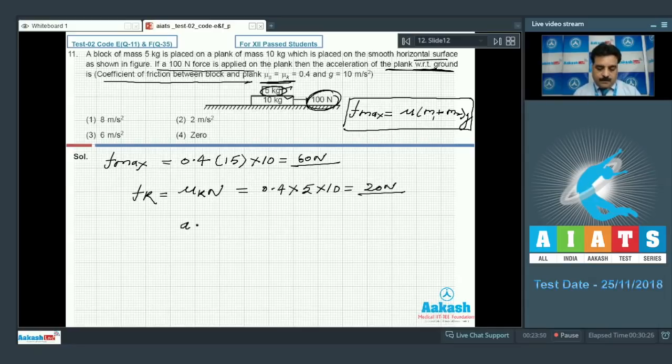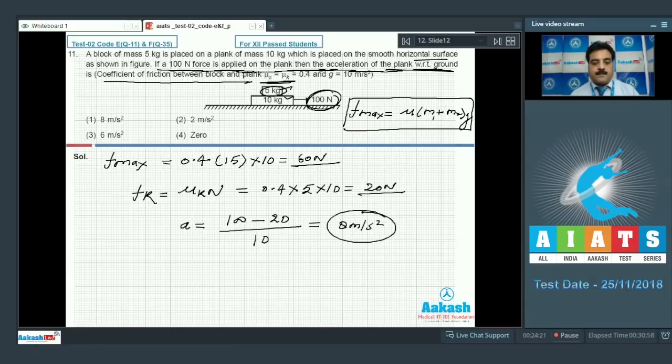So I have 20 Newton frictional force and that will act on the left side. For acceleration, I will write 100 Newton on the right hand side. As I said, I will take the positive sign along the direction of motion, and minus 20 because kinetic friction will oppose, and the mass is 10, right? Because the question is asking, if a 100 Newton force is applied on the plank, then what is the acceleration of the plank with respect to the ground. That will give you 8 meter per second square. So this is the final acceleration, and option number 1 will be the right choice.